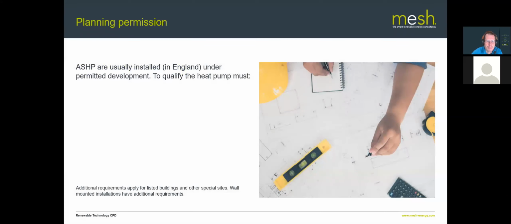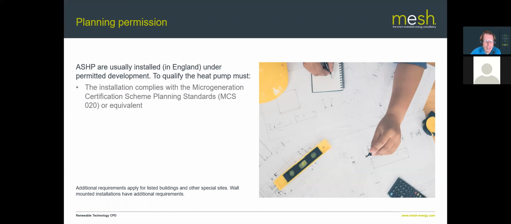So spec and design. If we start by looking at planning permission, certainly in England, almost all heat pumps of a domestic size are installed under permitted development. There are a few things that you have to meet to qualify for that. First of all, that the heat pump complies with the microgeneration certification planning standards, which is MCS 020 or equivalent. Any decent heat pump installer should be able to make sure that that's done.